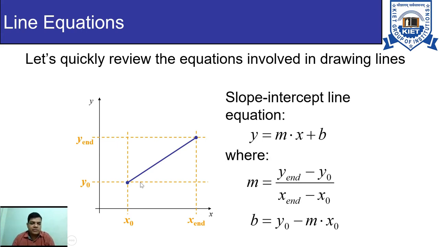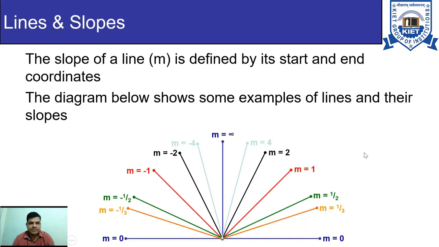In this diagram we can see a line which has the initial point (x0, y0) and the final point (x_end, y_end), and from these two points we can easily calculate the slope, that is m, and the intercept, that is b, of any line. Here is a diagram representing various lines and the slope corresponding to each line. The slope of a line m is defined by its start and end coordinates. The diagram below shows some examples of lines and their slopes.